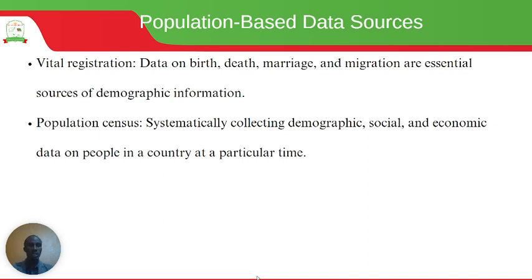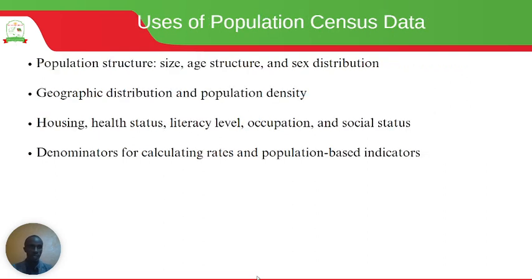So, these include vital registration, which could be data that is collected on births, deaths, marriages, migrations, and these form essential sources of demographic information. But they can also include population censuses, which systematically collect demographic, social, and economic data on people in a country at a particular time.